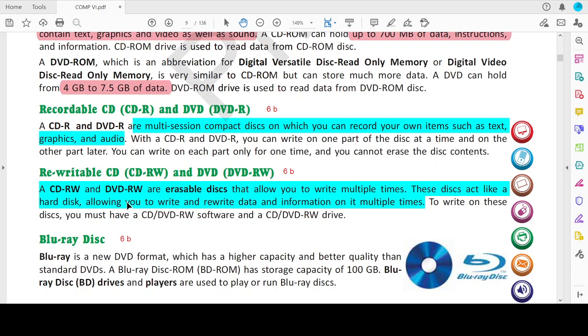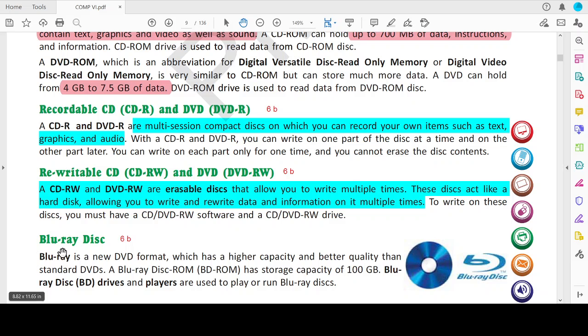You may make some mistake in what you have stored. You may want to modify the contents you have stored. So you can do that. You can erase the previous contents and you can store the new, modified contents with a rewritable CD.